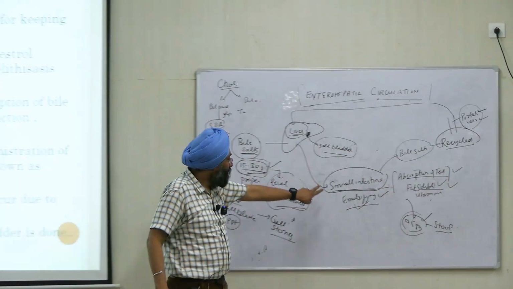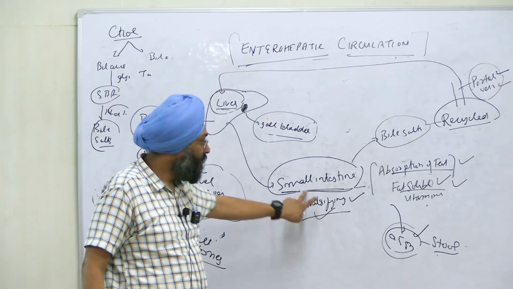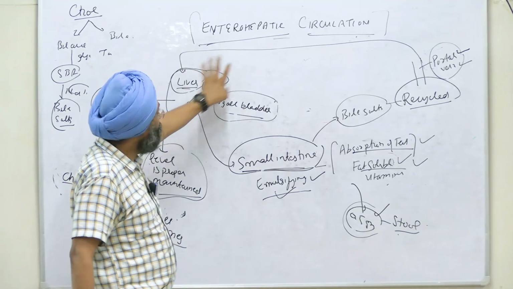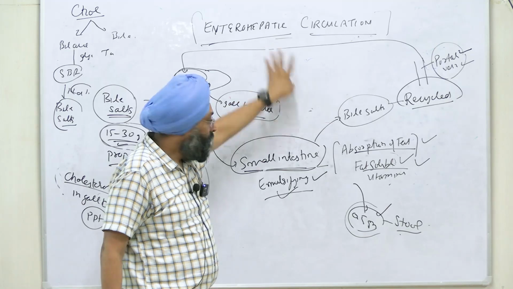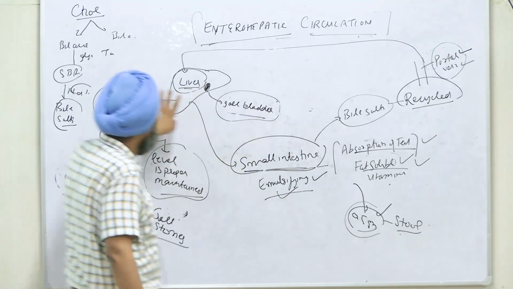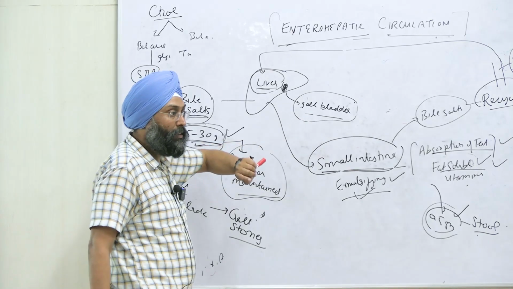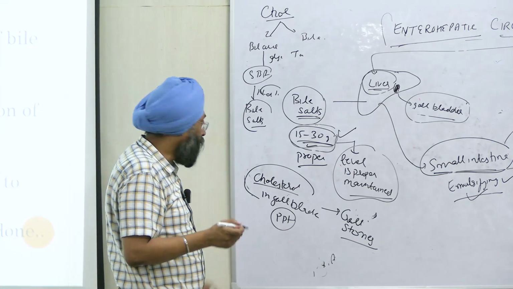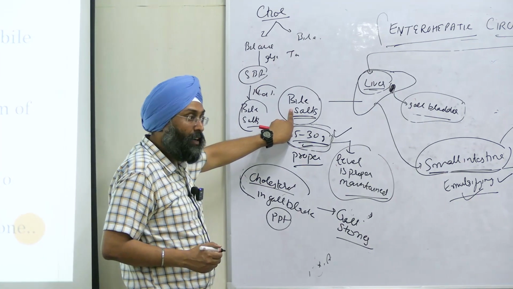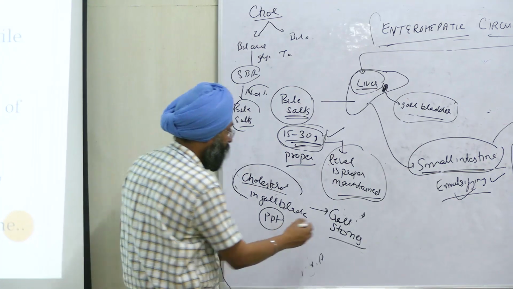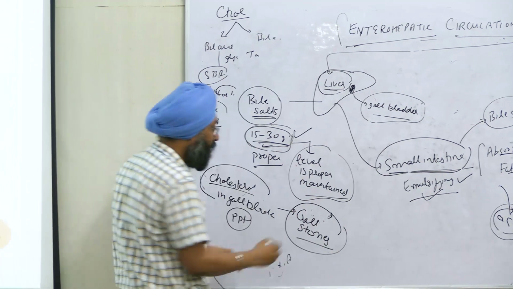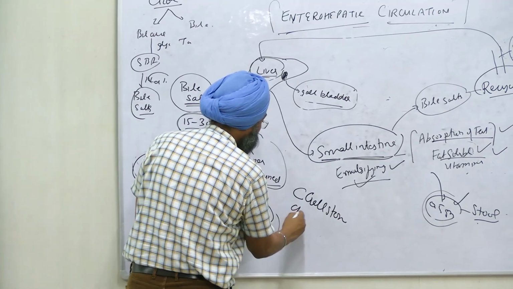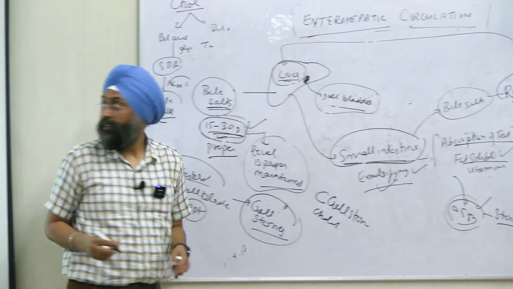15 to 30 gram were secreted into the small intestine, right? After absorption of fat, they will come back to the liver. This is enterohepatic circulation. But when they are not effectively absorbed back, what will happen? Cholesterol in the bile will precipitate because of deficiency of bile salts. That will result in the formation of gallstones, or cholesterol gallstone disease, known as cholelithiasis, right?